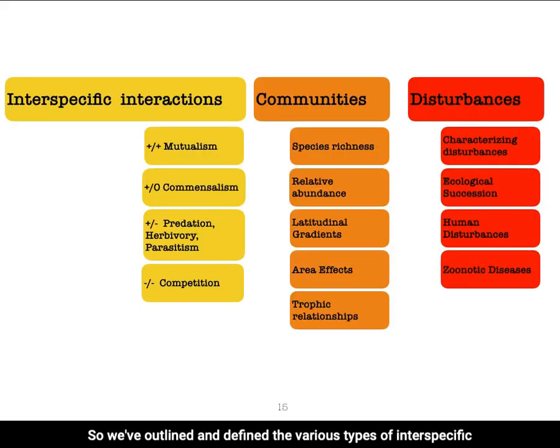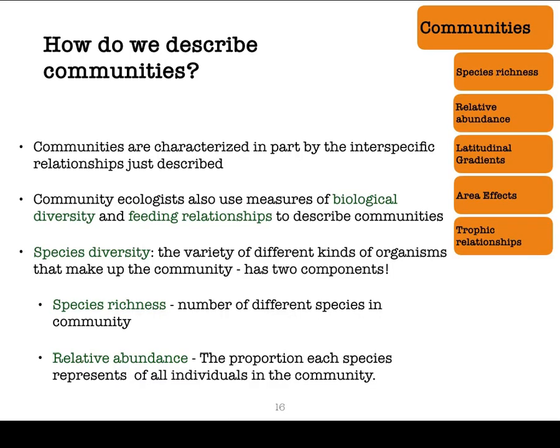So we've outlined and defined the various types of interspecific interactions. Now let's look at how biological communities are characterized. Understanding the species interactions within communities is important for describing the community, but it is not the only way to characterize the community. Community ecologists also use measures of biological or species diversity and feeding relationships to describe communities.